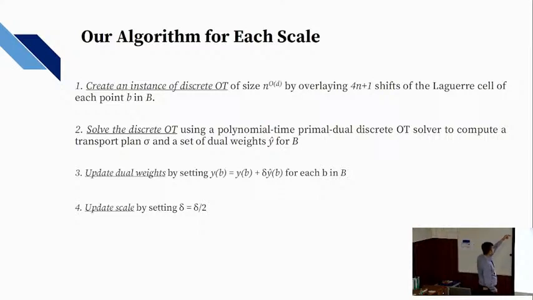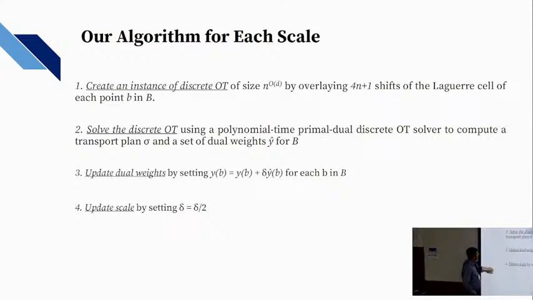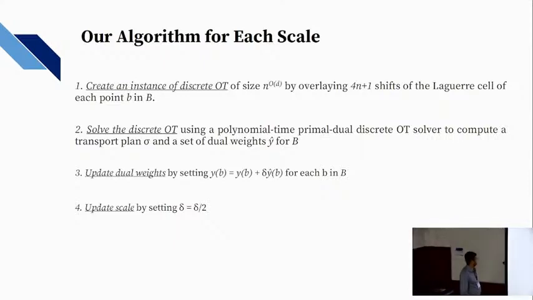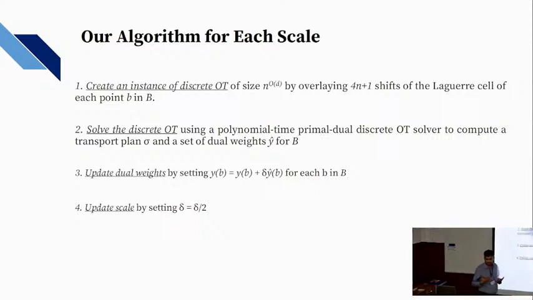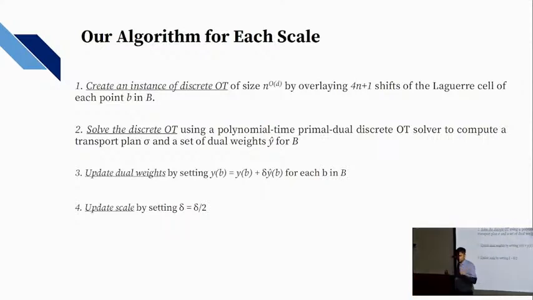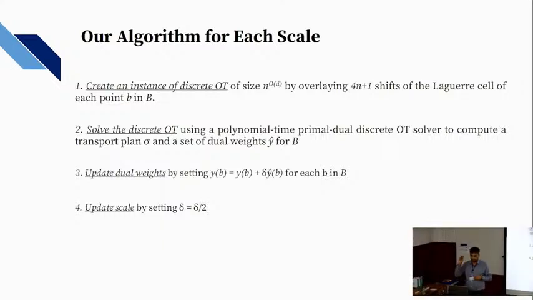So that's my first step of the algorithm. This is what I do. Next step, I'm going to simply solve the discrete OT instance. Why is the size of the instance n to the O of d? Oh, this is because of the complexity of the arrangement. In d dimensions, if you take these weighted Voronoi cells and their arrangement, the number of cells you get is n to the O of d.